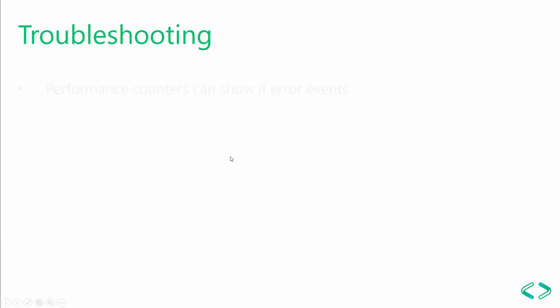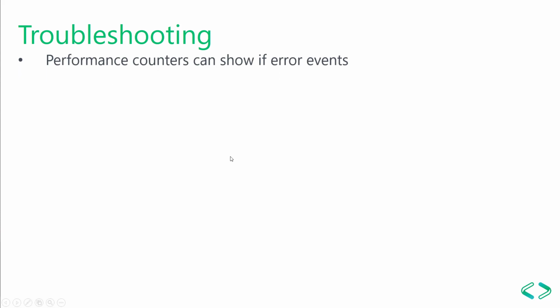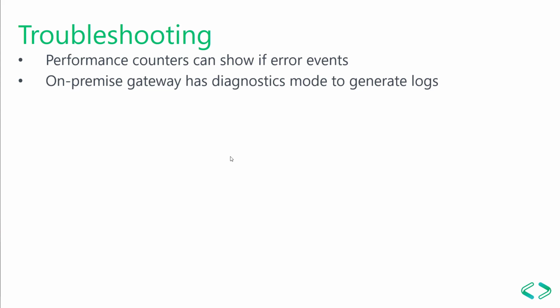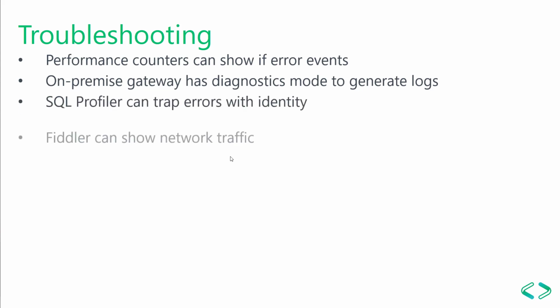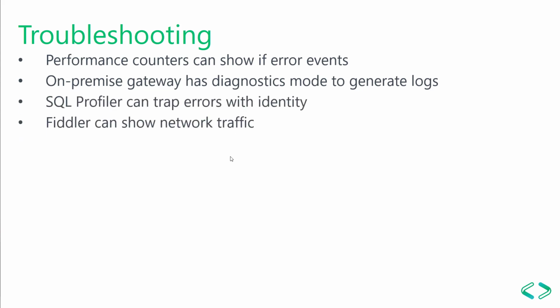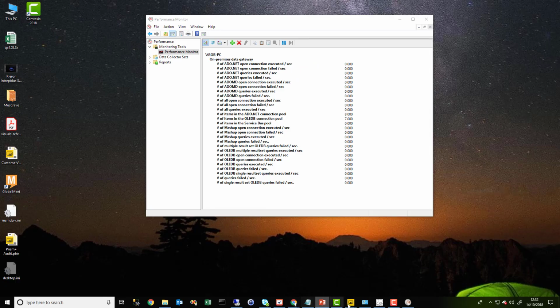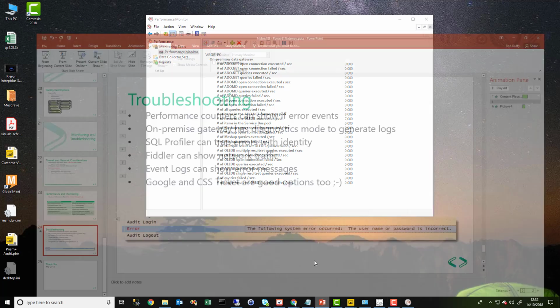So when things go wrong, troubleshooting. There's a range of things. As I said, performance counters. The next thing is there is a diagnostics mode, and we use SQL Profiler a lot, so we can actually see the queries coming from Power BI to the on-premise data source. Just to show you what that looks like.